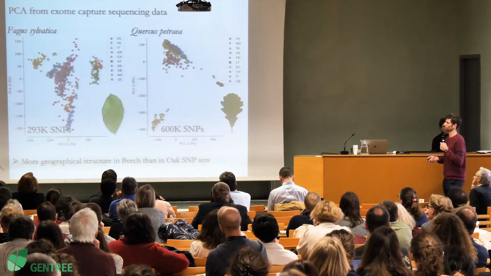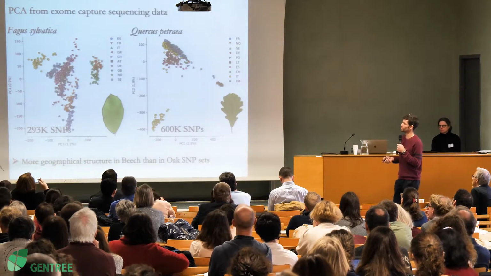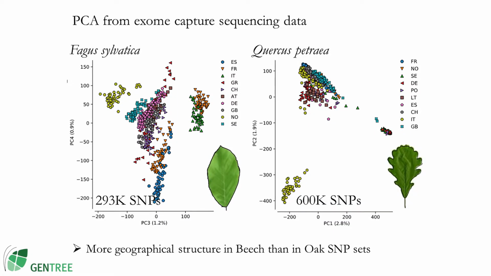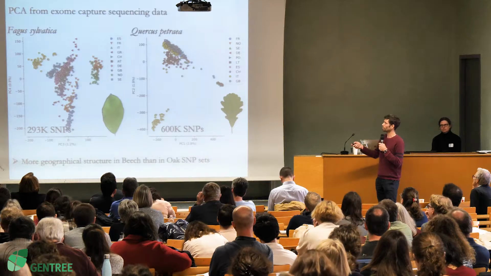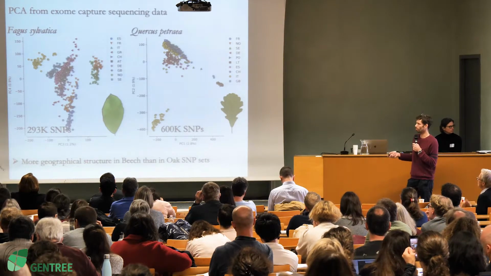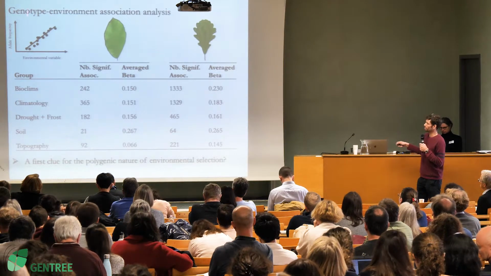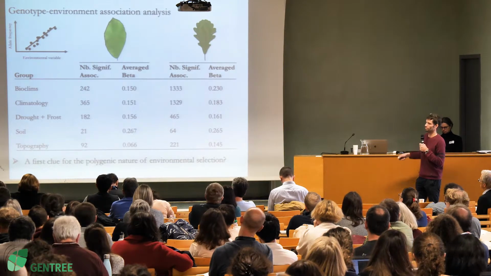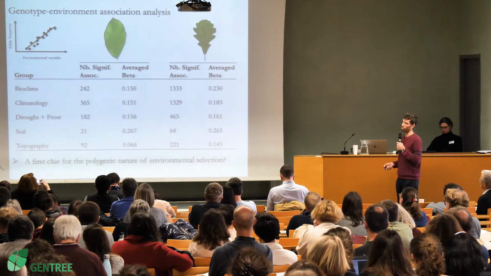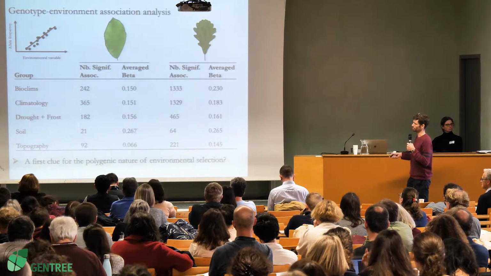I don't want to go too much into detail, but we used the exome-capture data set that was generated in GenTree, but this time we used a reference genome to look at the SNPs that we could get, and we performed a principal component analysis to look at the overall genetic structure. This information is used later for genotype-environment association analysis. So remember, we look at these significant linear regressions, accounting for population structure, which is very important, and we ended up with this number of significant associations.